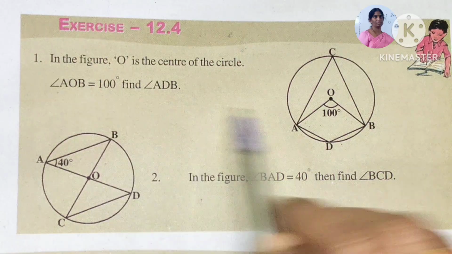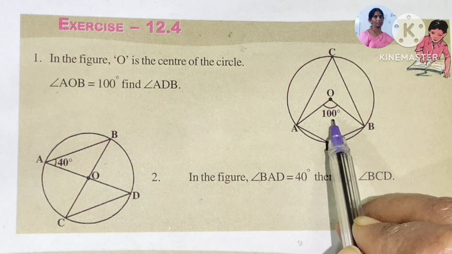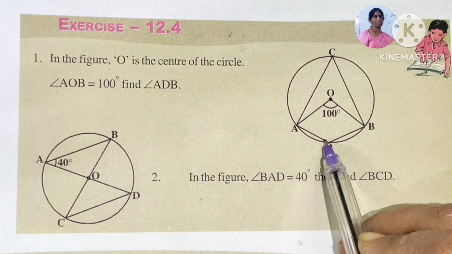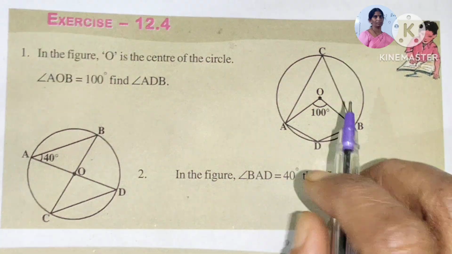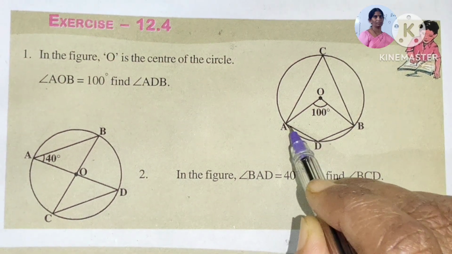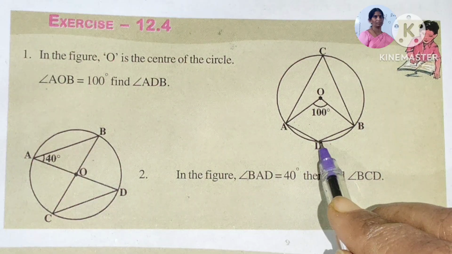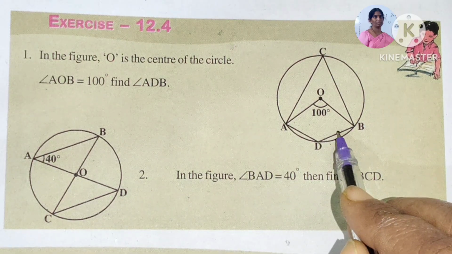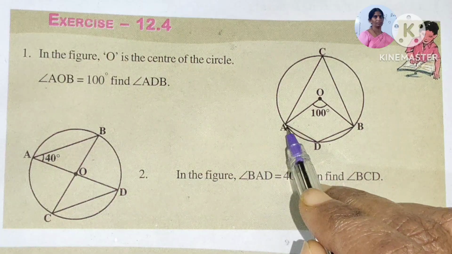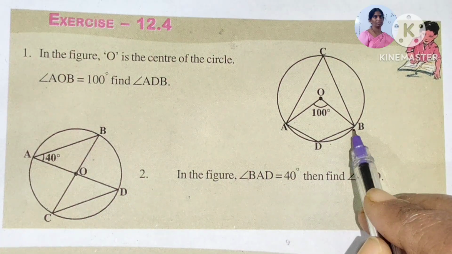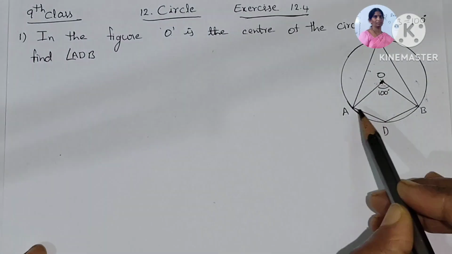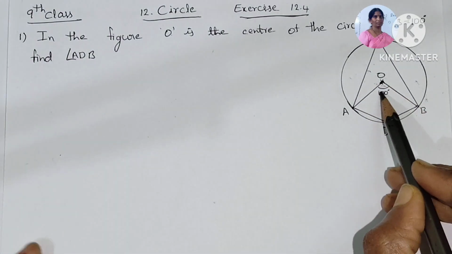Angle AOB equal to 100 degrees. So find the angle ADB. You are asking for angle ADB. Here ACBD is a cyclic quadrilateral. So here we find the angle ADB. O is the center of the circle, and angle AOB equals 100 degrees.